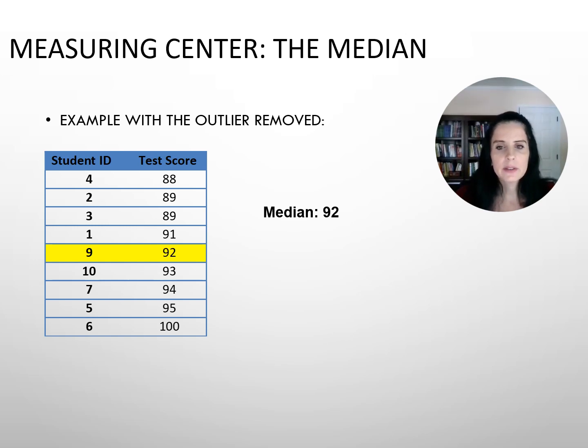Therefore, the outlier does not have a strong impact on the median, or as we say in statistics, the median is not as sensitive to outliers as the mean. This is important to remember, and this is why we should report both the mean and the median, especially when the data are skewed.